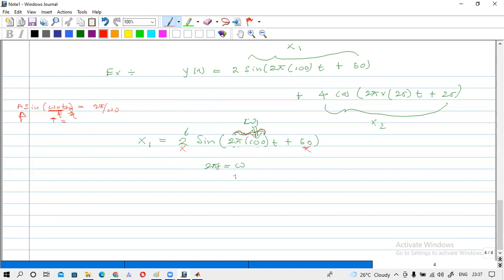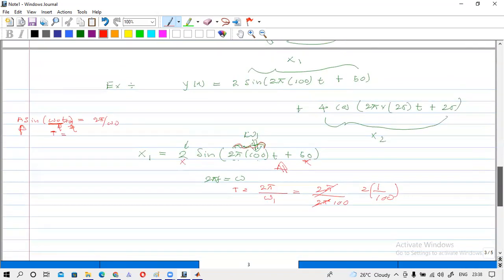So T is equal to, you know that, 2π by omega naught. So already we know that 2π by omega 1. And what is omega 1 here? 2π by 2π times 100. If you remove this 2π and 2π, you will get 1 by 100. Okay, so this is the fundamental period of this signal.